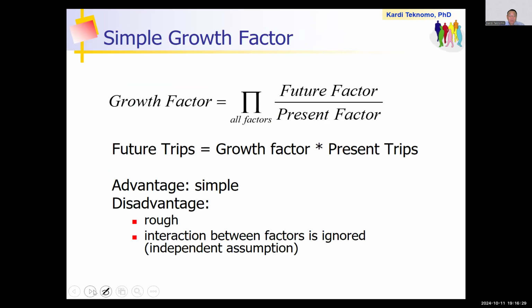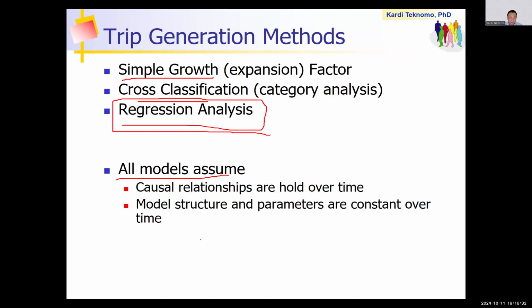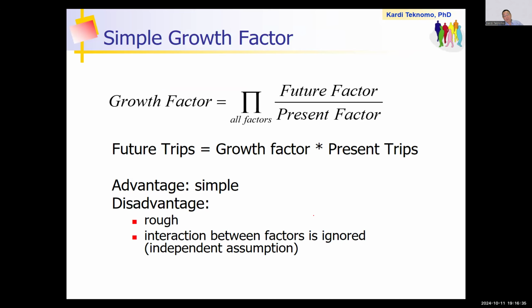Let's go to the first one, the simple growth model. This is very simple. You just get the future factor and the present factor, and then you multiply all the factors. The advantage of this simple growth model is that it is very simple, but it is very rough, not necessarily correct. There is also a very important assumption that the factors are actually independent. Let me give you an example.